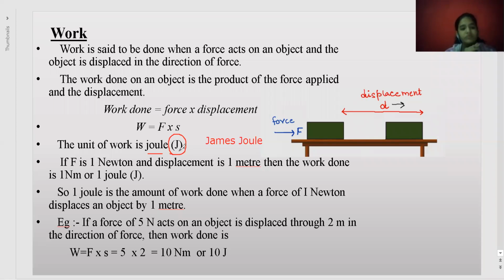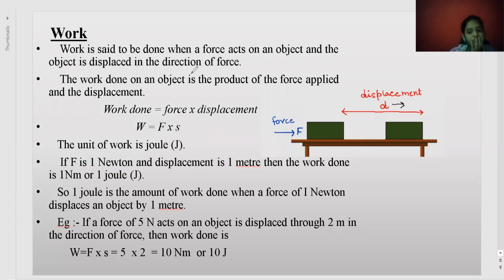Then, according to this formula, one more thing. We know that the unit of force is Newton, and distance is measured in meter. So according to this, the unit of work done becomes Newton meter. Okay, so it means what we can say is that when a force of 1 Newton, if F is 1 Newton and the body is displaced by 1 meter, then the work done is 1 Newton meter or 1 joule.